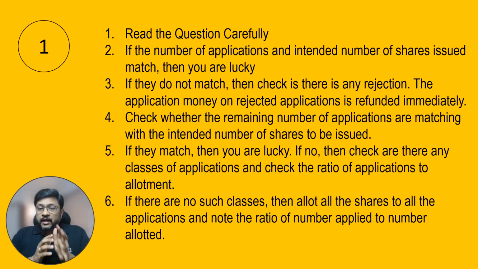Next, check whether the number of applications and the intended number of shares issued are matching or not. If the number of shares to be issued is, let us say, 1 lakh, and the number of applications received is exactly 1 lakh, in that case you are lucky, there is no tension, because the number of shares the company wanted to issue and the number of shares people have applied for are exactly the same. It is not a pro-rata problem, it is not a lottery problem, it's a very simple question and you are going to solve it very quickly.